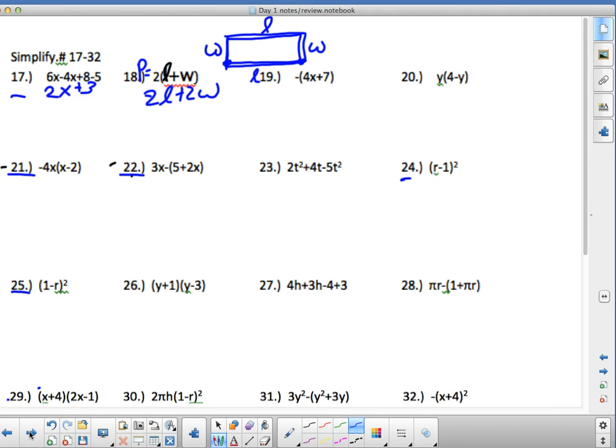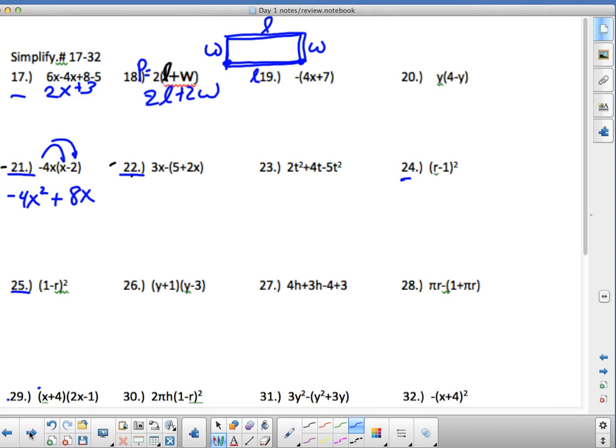21. We start distributing. Okay. We're distributing the negative and the 4x together. -4x times x is -4x squared. -4x times -2 is positive because of the negatives. 8x. Because the x's are different exponents, we no longer can combine them any further. Okay? That's it, as we said.